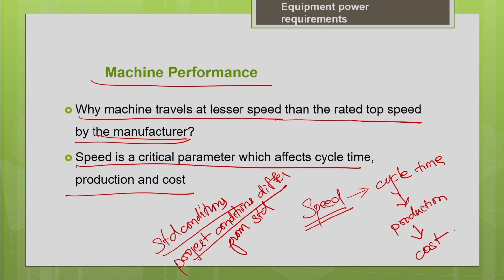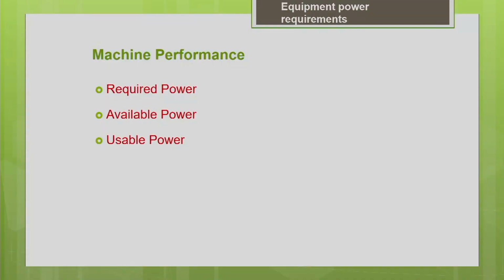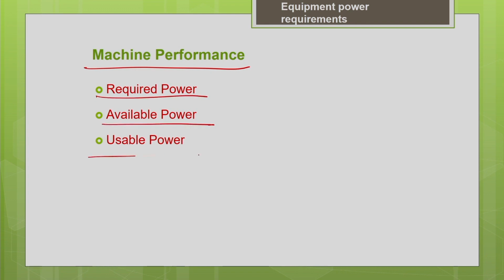So that is why we need to know the expected performance of this particular machine for your project condition. You should be able to analyze that. We are going to learn how to analyze that particular performance in the upcoming slides. There are some important terminologies which you need to learn related to machine performance: required power, available power, usable power. These are the three important terms related to power requirements of the machine. We are going to learn what these terms are one by one in the upcoming slides.